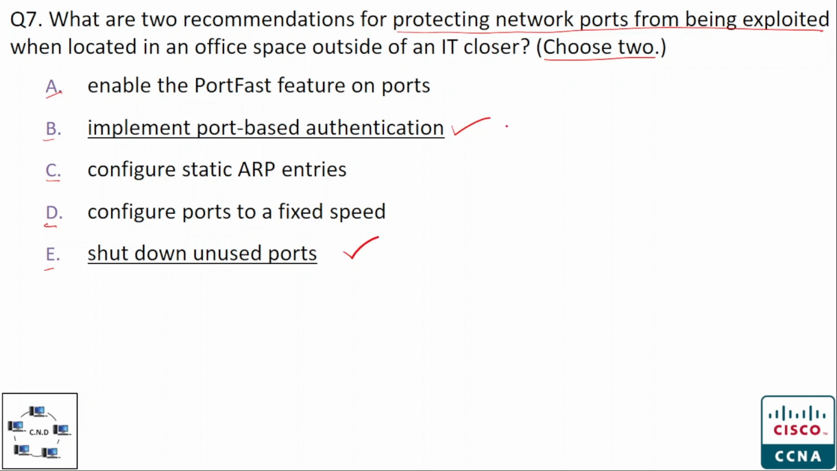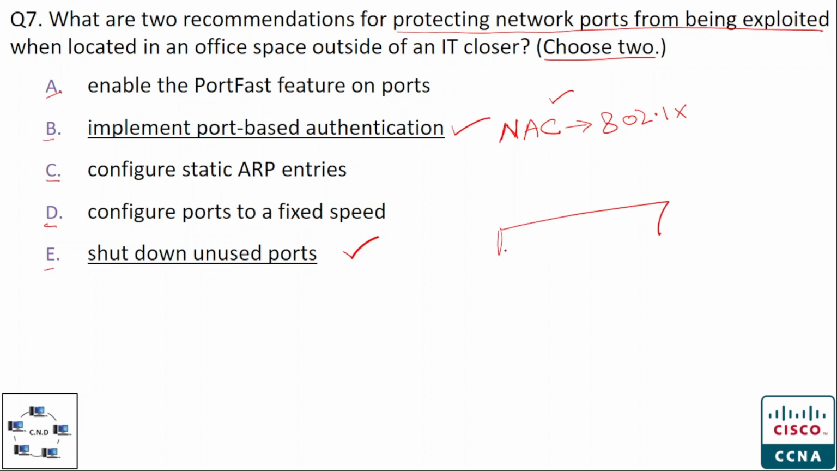So port-based authentication is also known as NAC, Network Access Control. The standard for this is 802.1x. It works such that whenever a device wants to connect to the network, to the switch, it is first authenticated with a centralized server, and then it is allowed on the network. So this is a security feature. And the second is a common security feature to disable or shut down the unused ports.